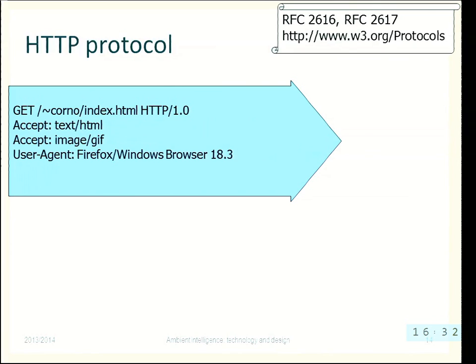Plus some other information that the browser wants to specify to the server for better executing the request, if the server cares about that. For example, the browser specifies that it's able to interpret and accept different types of file formats that the server can send back. So if the server has the same information in different formats, it can negotiate the content to an extent.